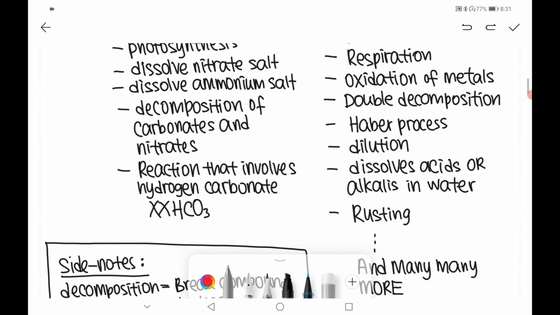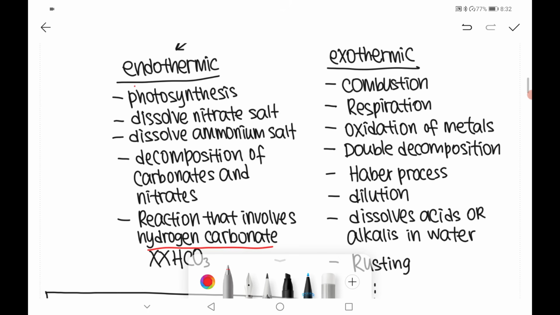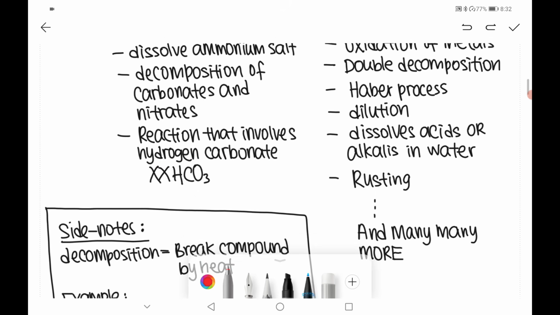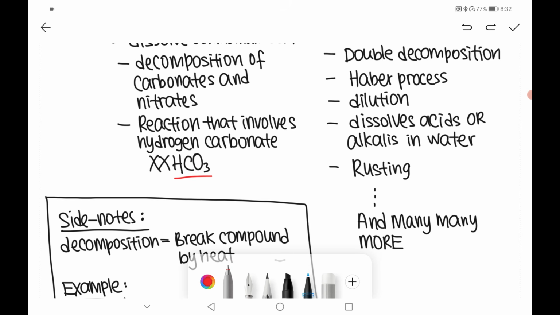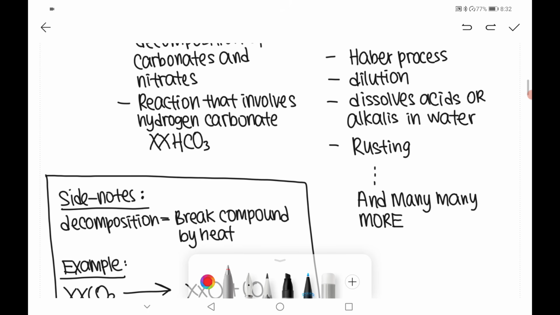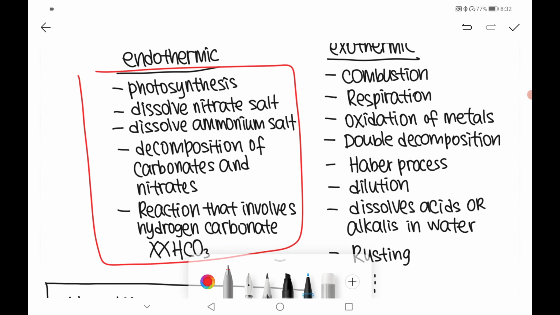The last one is that all chemical reactions that involve hydrogen carbonate are actually endothermic. What is hydrogen carbonate? Anything that has HCO3 is called hydrogen carbonate. So these examples are endothermic. Do you have many other examples? Yes, we still have others, but they are not important. These are the 5 important examples that you need to know.